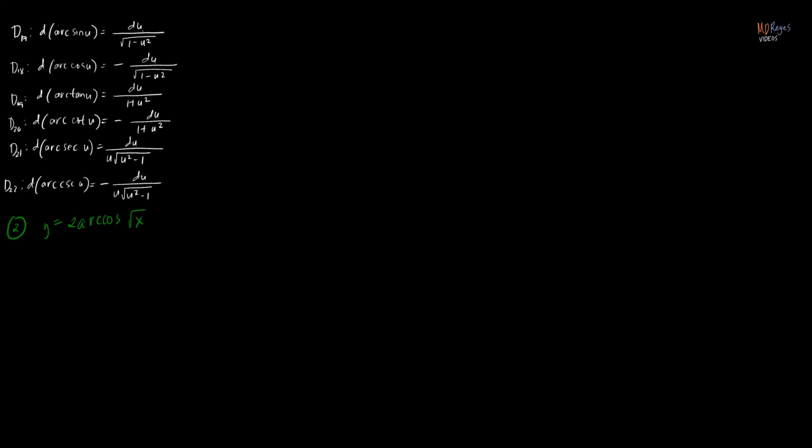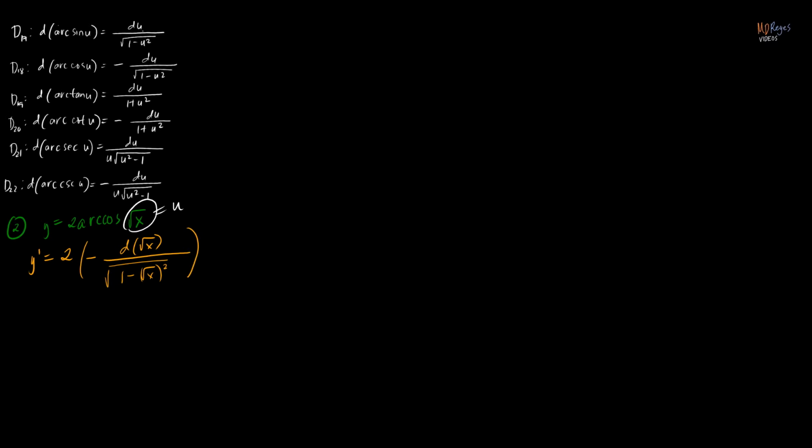Alright, example number 2, y equals 2 times arc cosine of square root of x. So this is in the form 2 times arc cosine of u, where u is equal to square root of x. So we have y prime, and we'll be using formula D18. In this function, we have a constant 2. We can just copy that and then take the derivative of arc cosine of u. So that's negative of du, the derivative of square root of x, over square root of 1 minus u squared, so that's square root of x squared.